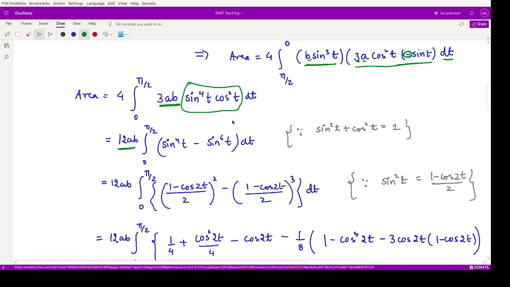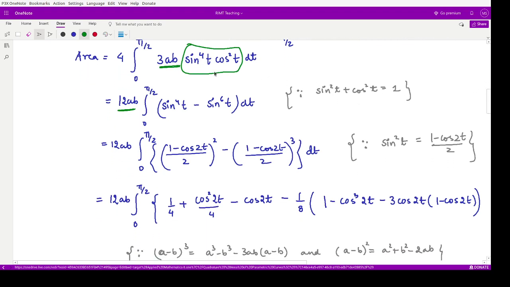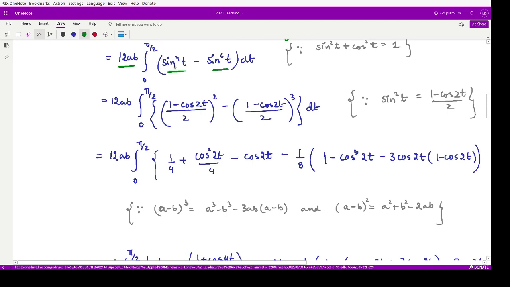Now this is not so direct. We do not have direct formulas to calculate integration for these terms. So what we can do is use the value of cos square t as 1 minus sine square t, using this relation, and substitute it here. So we would have sine raised to power 4t and sine raised to power 6t. Then we can write this as sine square t whole square.